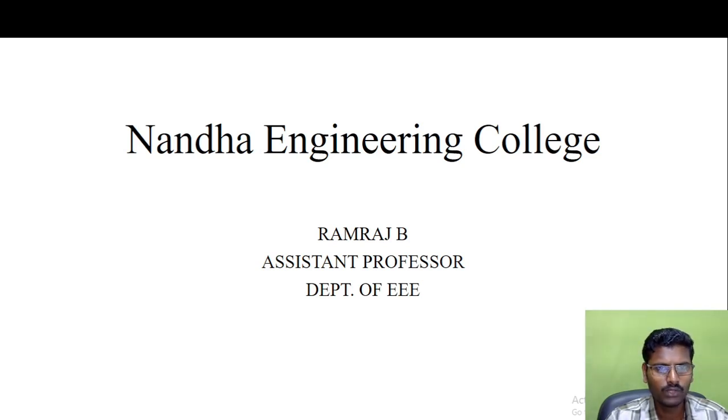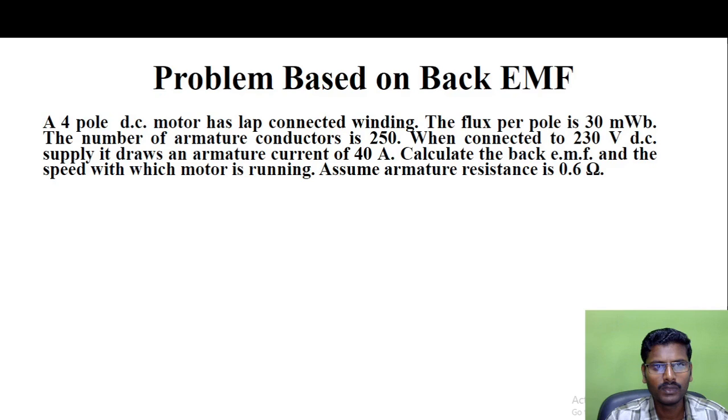In this video, we are going to solve a problem related to back EMF of a DC motor. The problem is: a 4-pole DC motor has lap connected winding. The flux per pole is 30 milliweber. The number of armature conductors is 250. When connected to a 230 volt DC supply, it draws an armature current of 40 amps. Calculate the back EMF and the speed with which the motor is running. Assume armature resistance is 0.6 ohm.